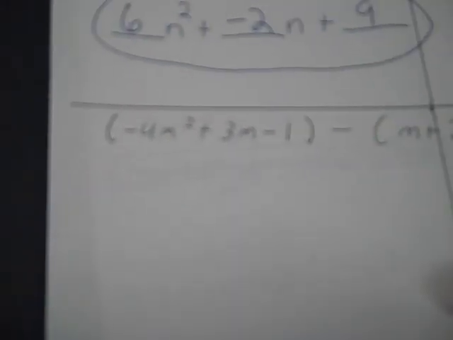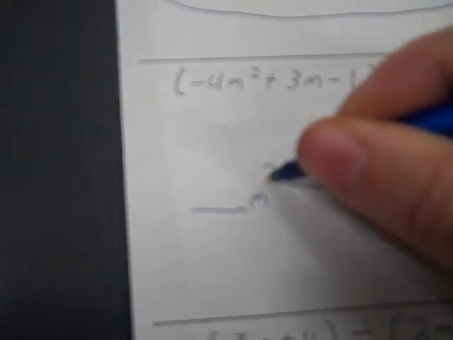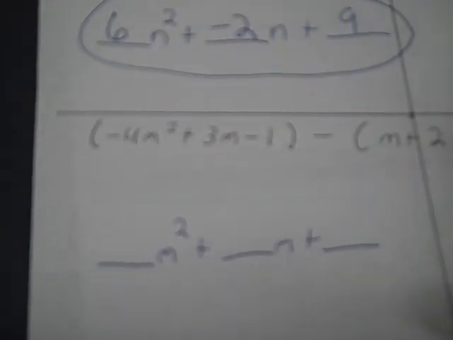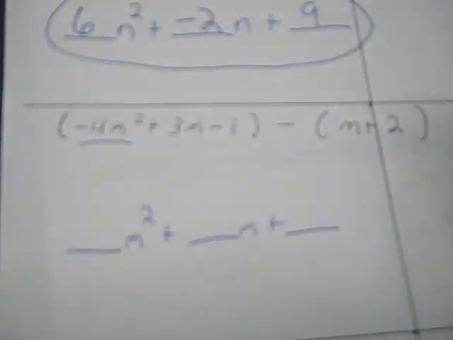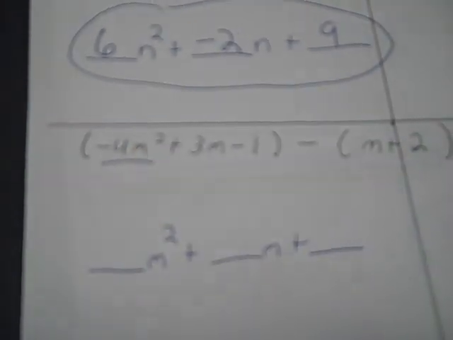Okay. Now in my next problem, negative 4m to the second plus 3m minus 1. Minus, and then another polynomial, m plus 2. So I have m to the second and m, and here I just have m. So blank m, the second is my highest power, plus blank m plus blank. So m to the second, I just have this right here, and I have nothing there, so it's negative 4, subtract, and then since I didn't underline anything, it'll be 0, okay, and that's negative 4.